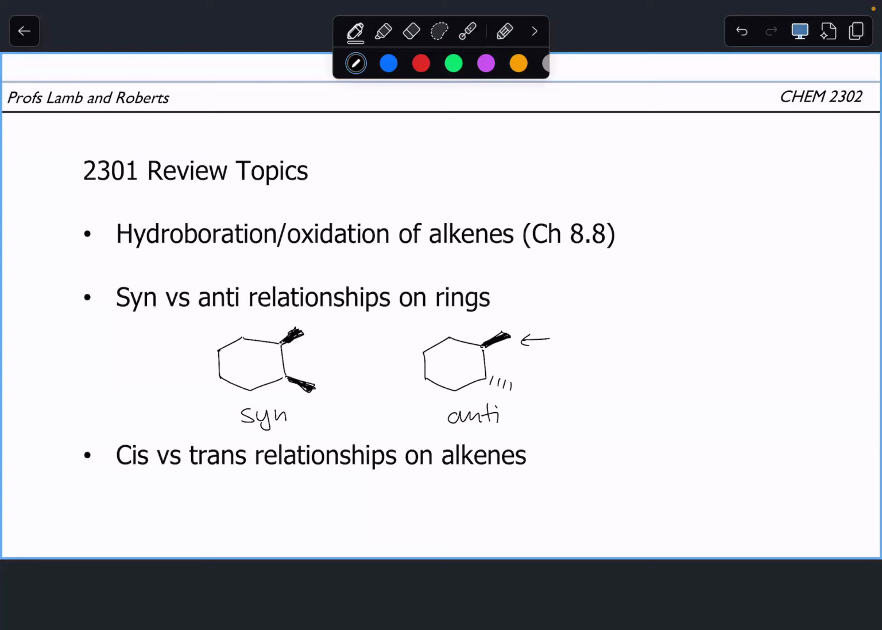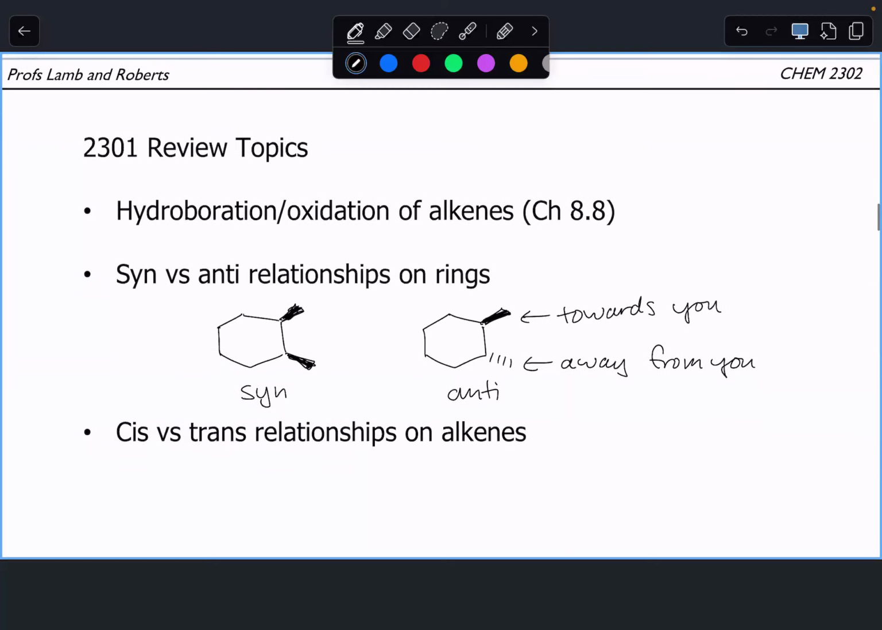So let's remind ourselves of stereochemistry, right? When we have that colored-in wedge, that means it's coming out towards you. And then the dash means that it's going away from you. We will be reviewing more stereochemistry after exam 1 because it becomes more important for later reactions. So it's a good time to start remembering this.